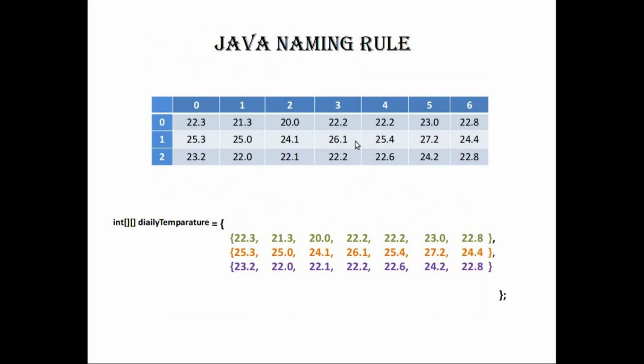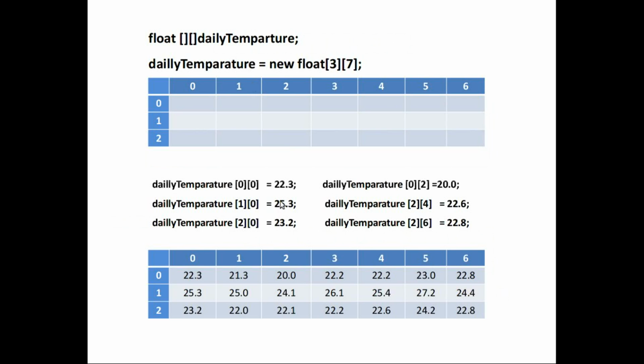And once we do that, we can start putting values into our array by using the index of the rows and the index of the columns. For example, if I want to put the value 22.3 in the first cell of this table, what do I do? I use the name of the array. I pass in the index position.